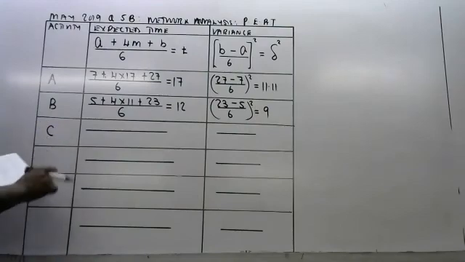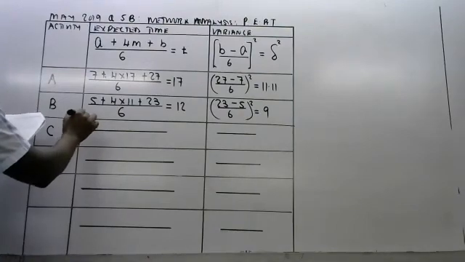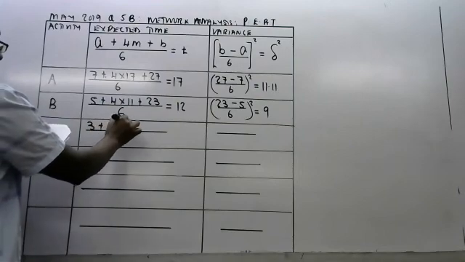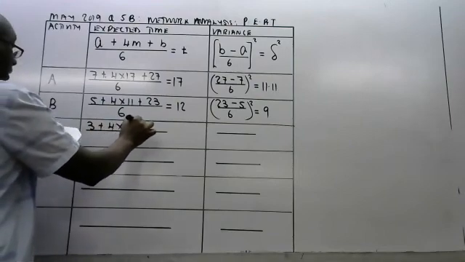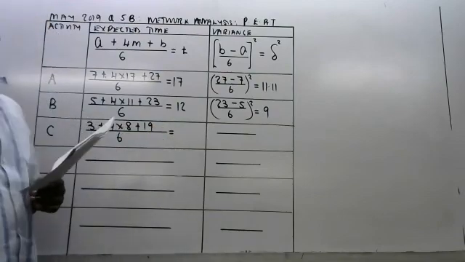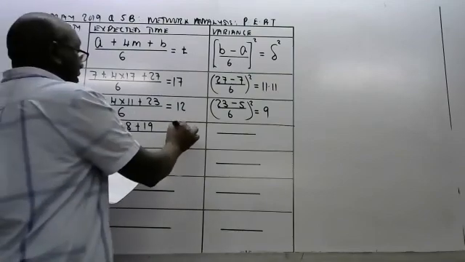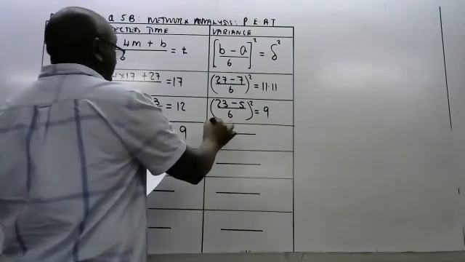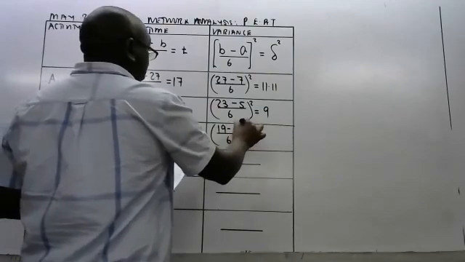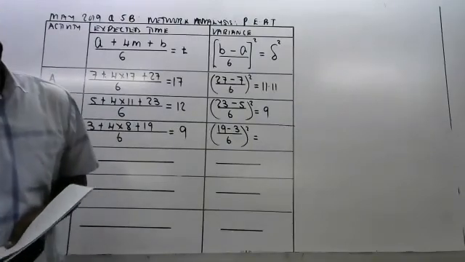Then we go to C. It is 3 plus 4 times 8 plus 19. You divide by 6. The answer is 9. And then 19 minus 3, you divide by 6. Give me the variance. 7.11.